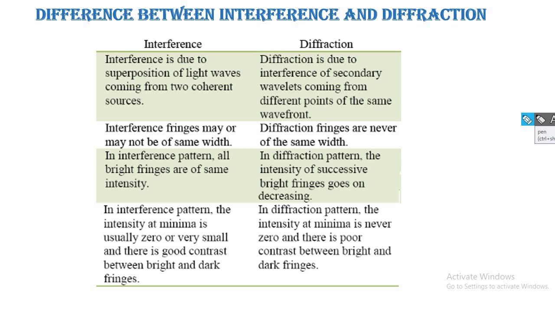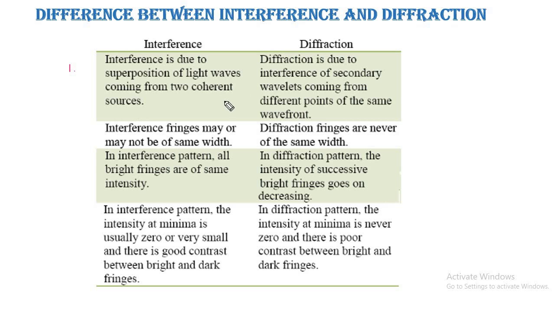Hello students, today we will discuss the difference between interference and diffraction of light. We have mentioned the differences, although there will also be a comparison between interference and diffraction of light. So point number one: interference is due to superposition of light waves coming from two different coherent sources.